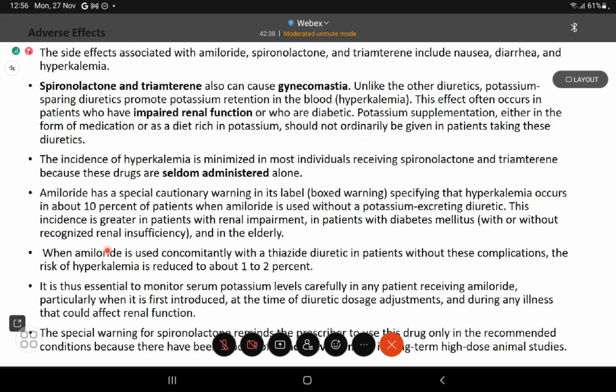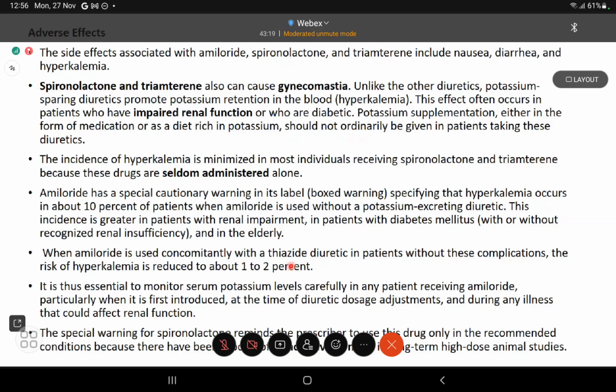Here is another scenario. If this drug is used alone, it might cause 10% of patients to have hyperkalemia. If you use this drug with a thiazide or other diuretic drugs, then the possibility of hyperkalemia might decrease to 1 to 2%. Meaning that if you use this drug alone, normally it will cause hyperkalemia. If you use the drug with others, the possibility might be reduced.